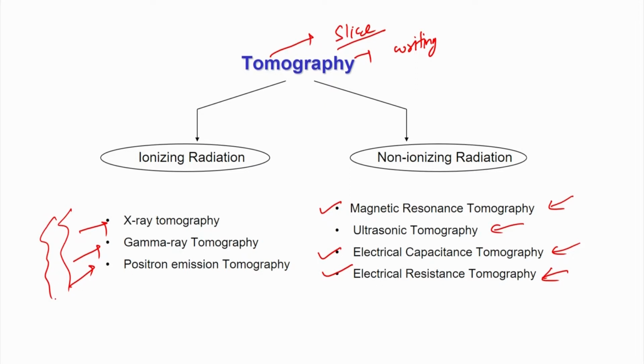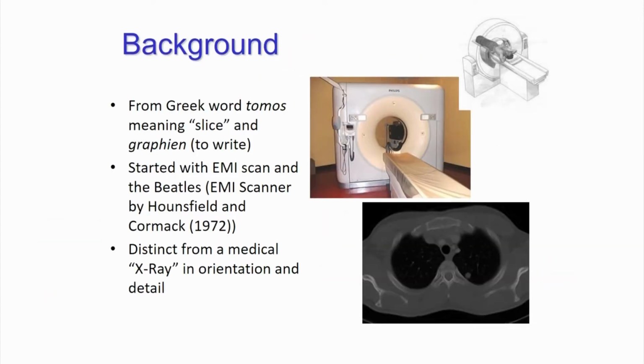So, what we are going to do now is discuss these techniques individually. First we will discuss the non-ionizing radiation, then we will discuss the ionizing radiation. Again I am going to do the same: we will discuss the principle of operation, how to reconstruct the images, and then the major advantages and disadvantages of each technique. So, that is what a tomography system is, and we will start with electrical capacitance tomography.